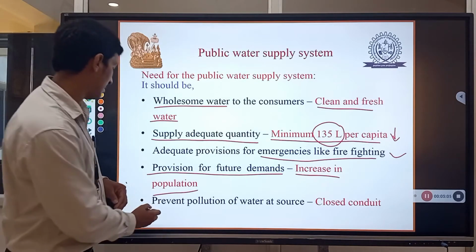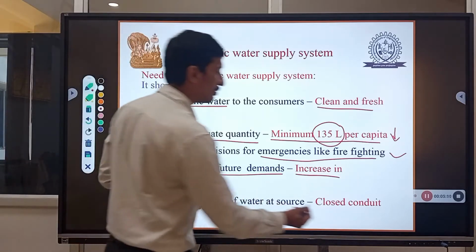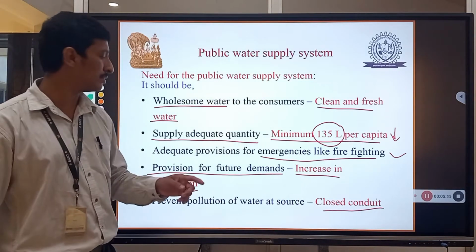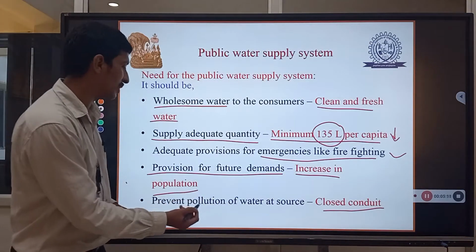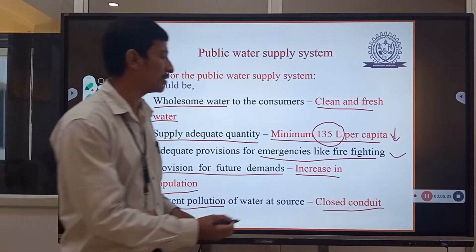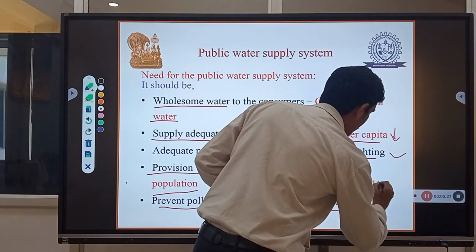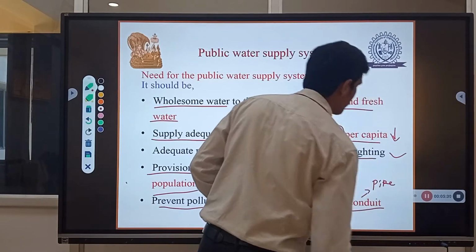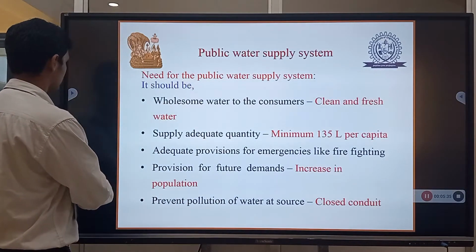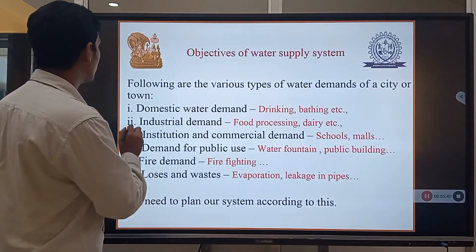Next, prevent pollution of water at the source. We supply the water with the help of a closed conduit. In this, we provide the water to the consumer in a pollution-preventing manner. A closed conduit is nothing but a closed pipe. Conduit means pipe. Okay, closed pipe. Then the objectives of our water supply system.